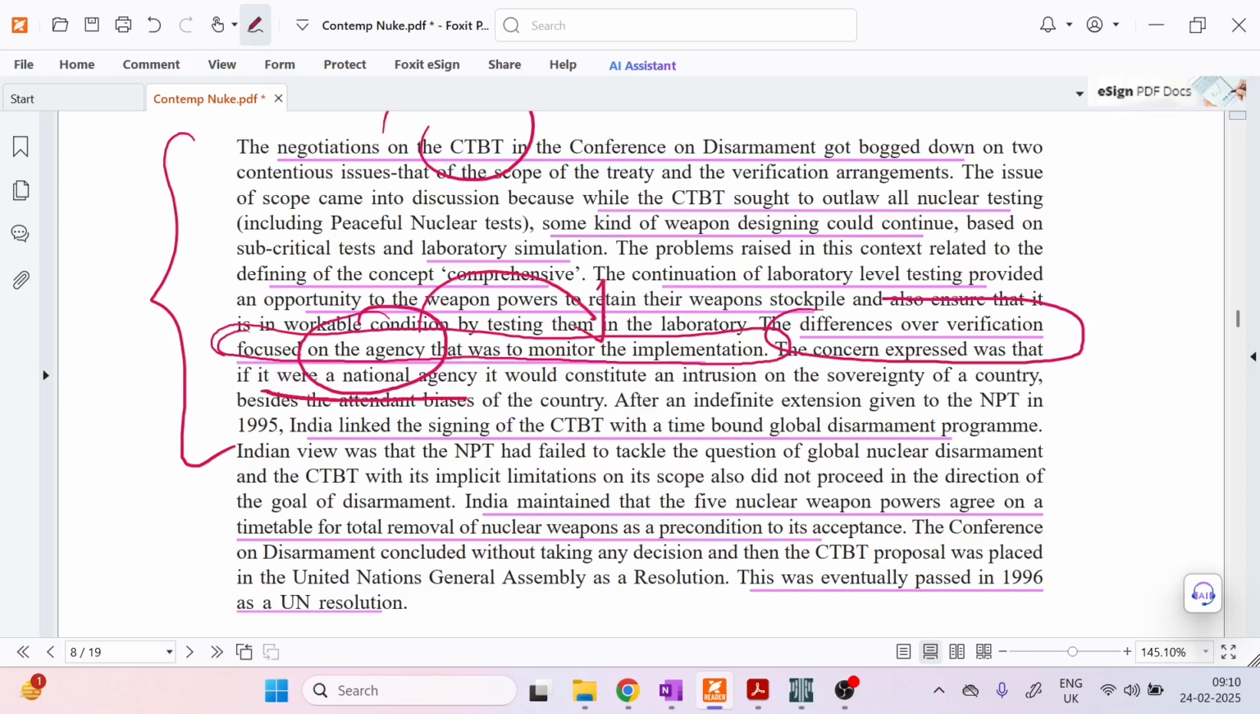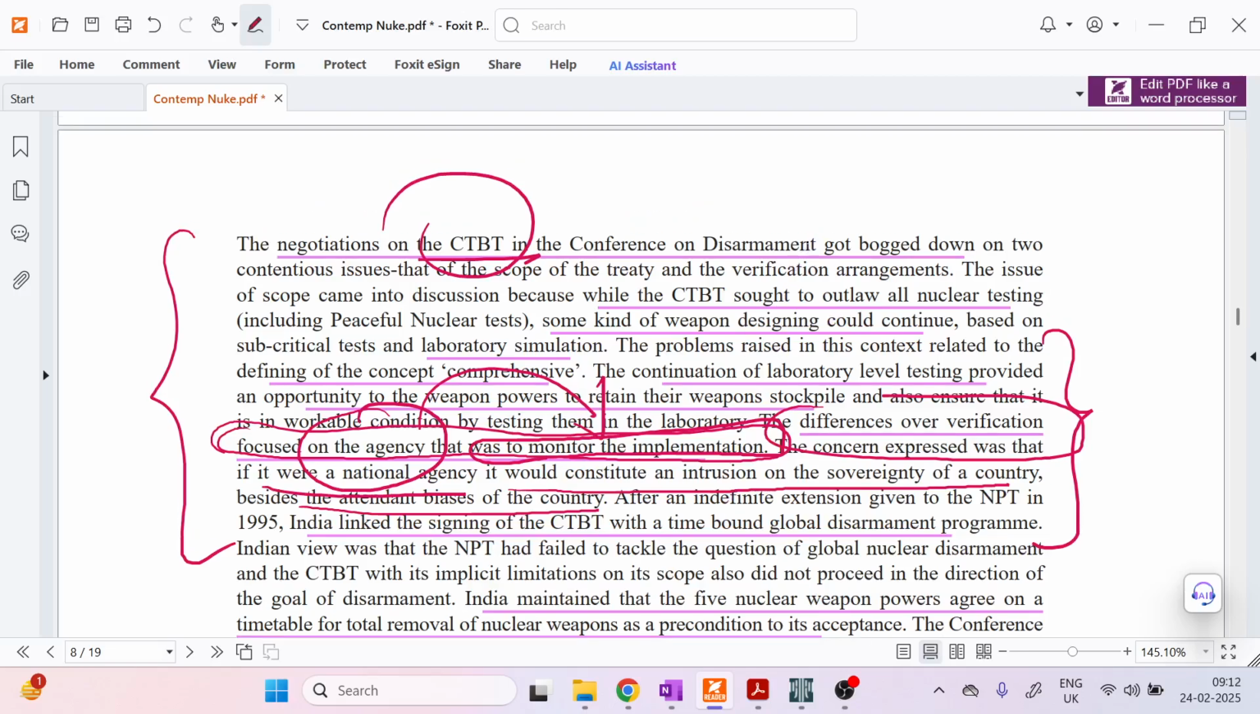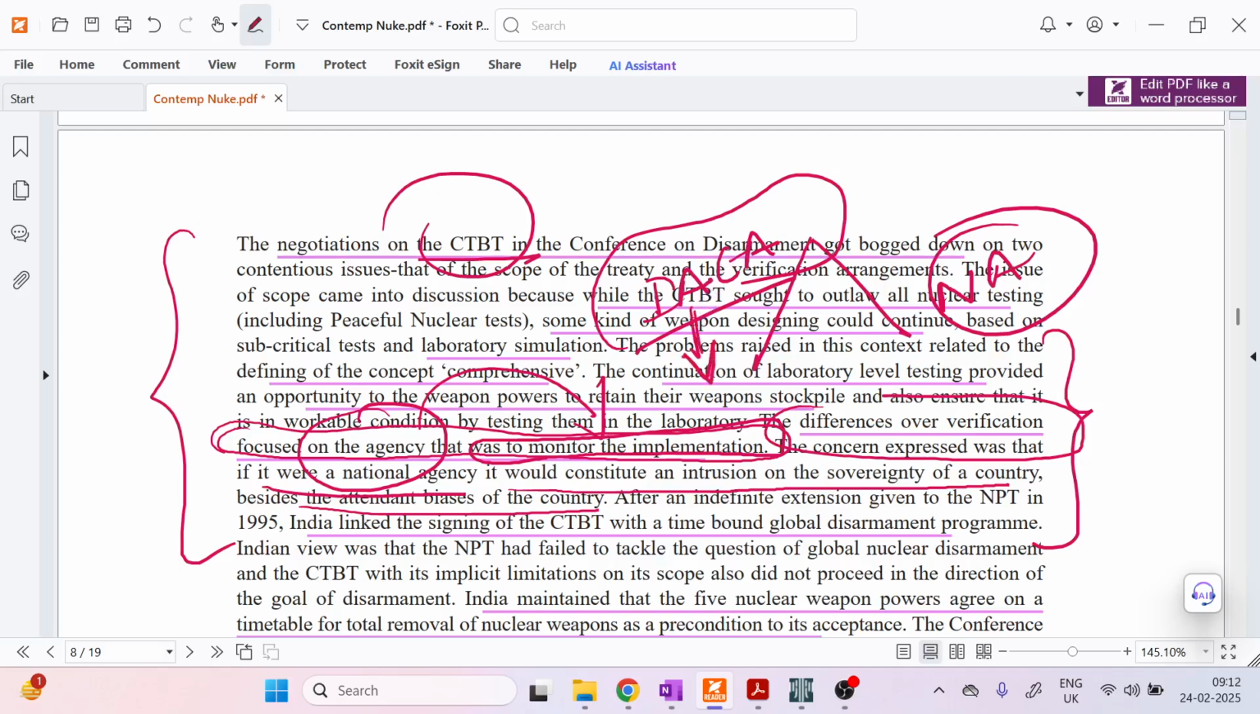If it were a national agency, then it would constitute an intrusion on the sovereignty of a country, besides the attendant biases of the country. Again, the objection is very clear: which agency is going to monitor the implementation of this treaty? It can be an international agency like the International Atomic Energy Agency, or some national agency of any particular country. Now, if an international agency is given the right to monitor the implementation of this treaty, it would be an intrusion on the sovereignty of a country. The same thing happens with a national agency as well.